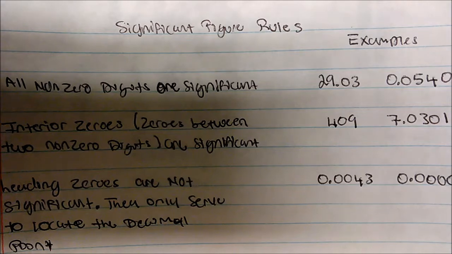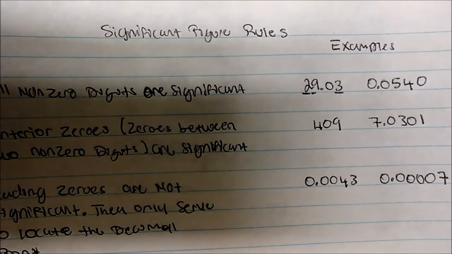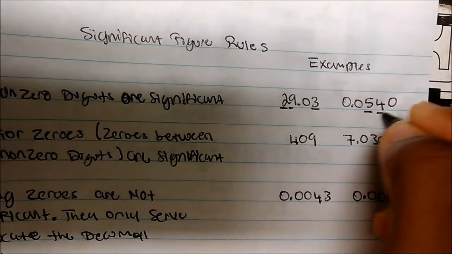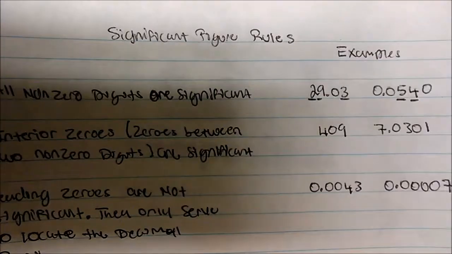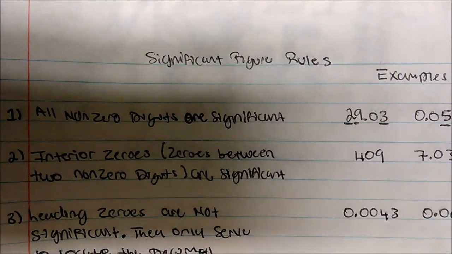All non-zero digits are significant. So 2, 9, 3, all these non-zero digits are significant. 5 in this case, 4 in this case. So all non-zero digits are significant. This is the first rule that we should be careful of.